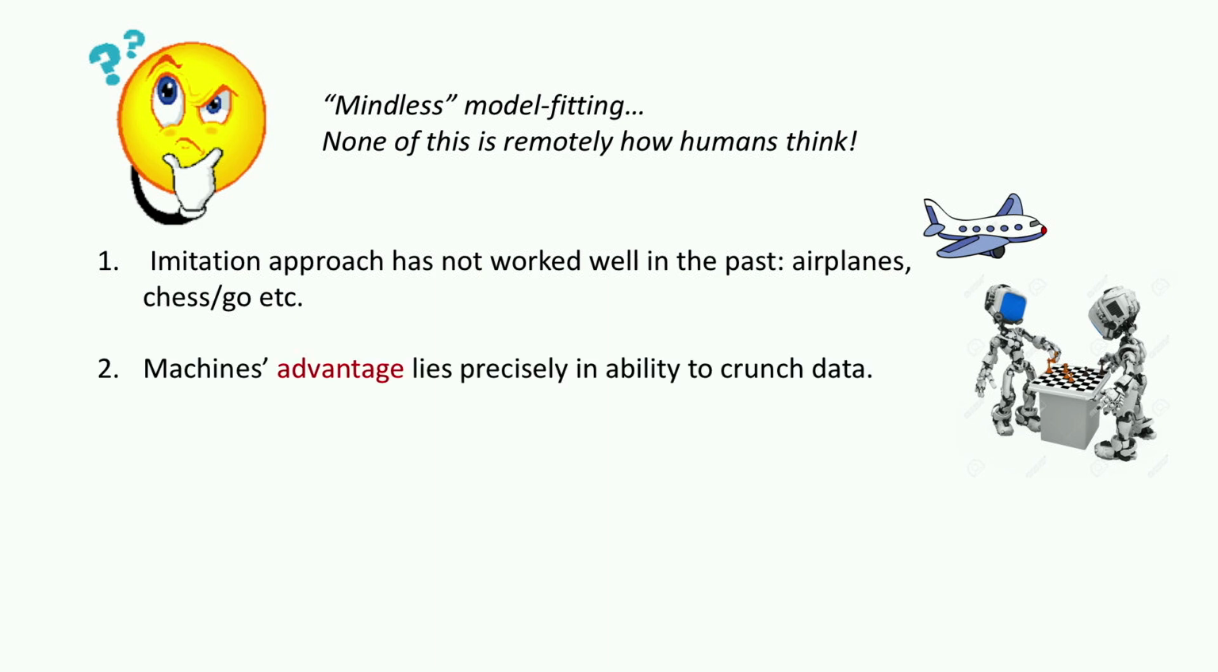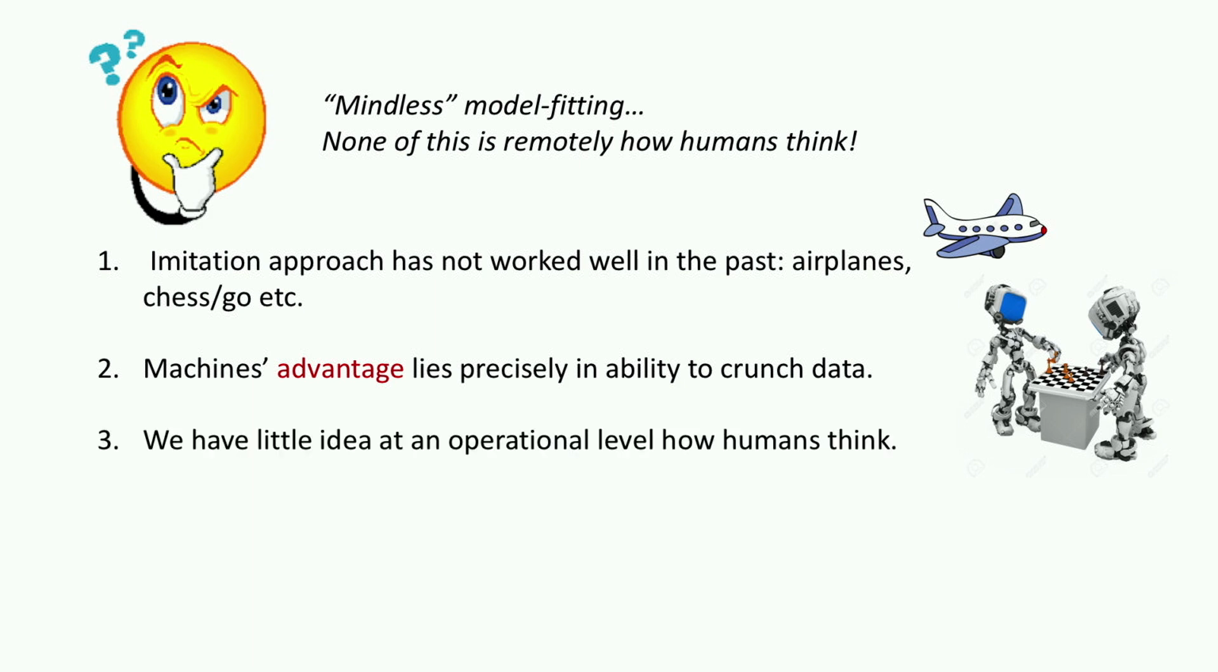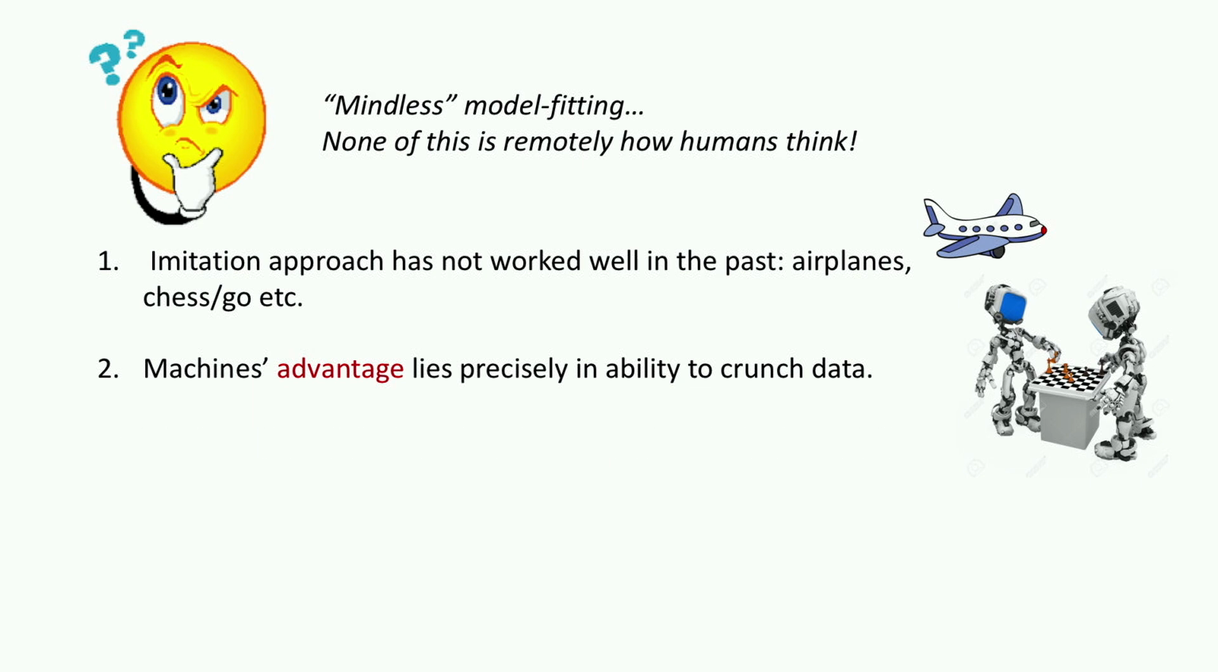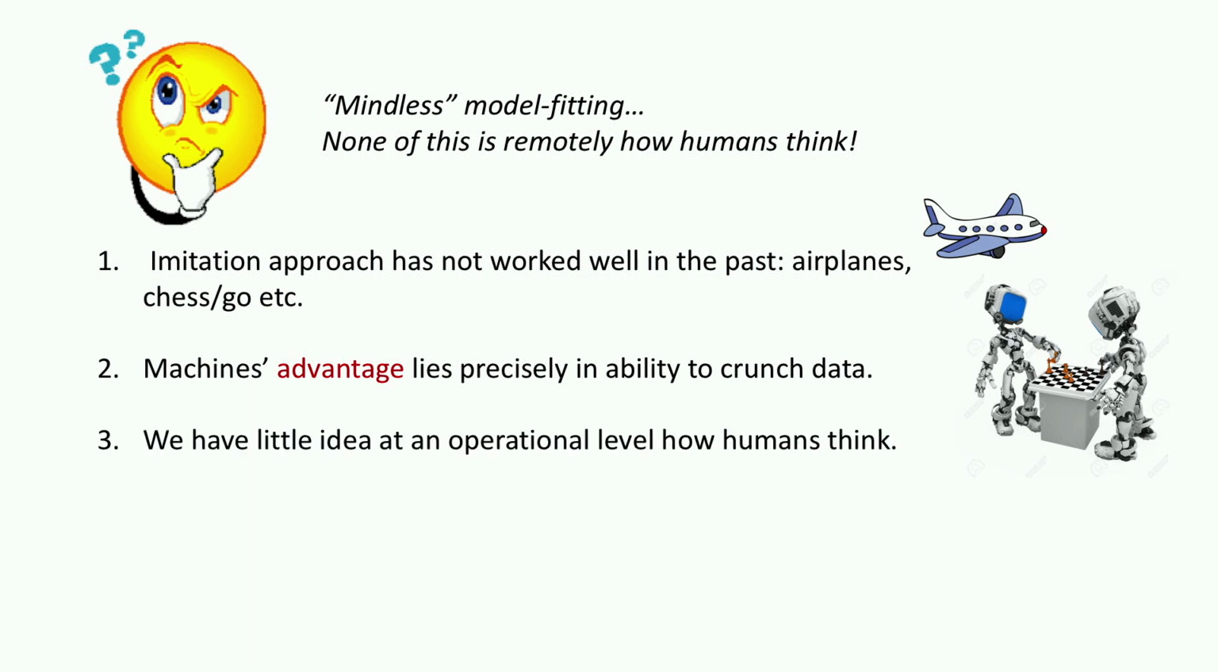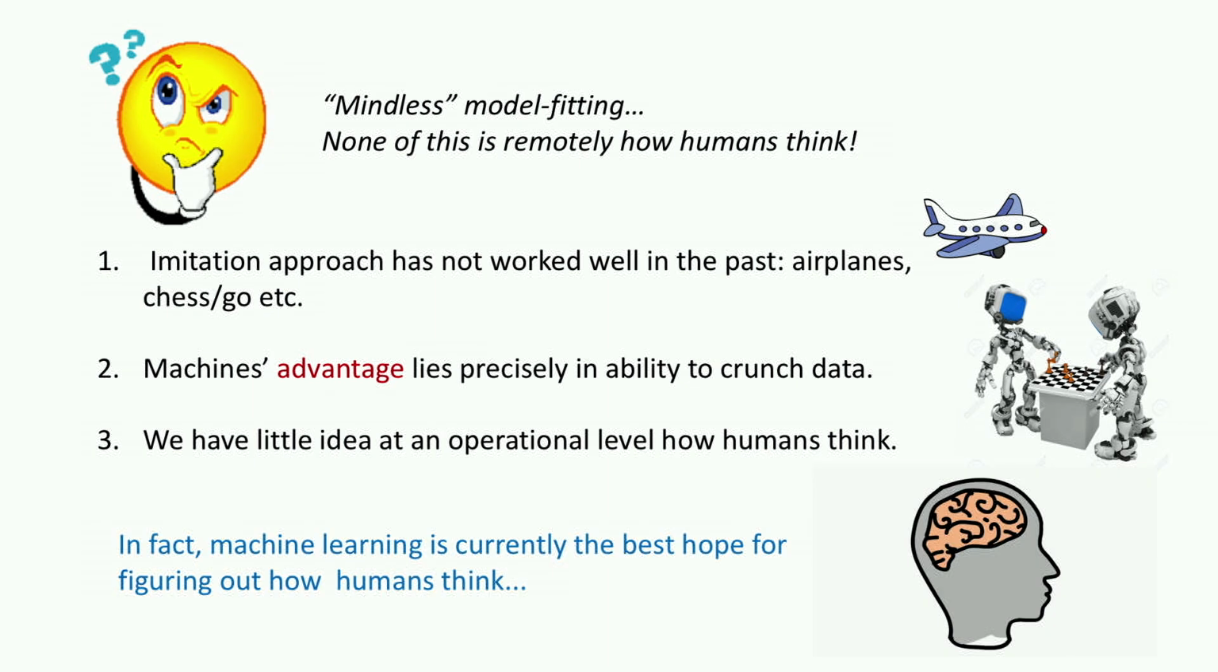In fact, you would argue that the advantage of machines is precisely that they can crunch data, that they can do billions of operations per second, or tens of billions of operations a day. So that's like their jet engine, right? And maybe they'll develop in a very different way, and the kinds of tasks they are good for are very different from what the brain is capable of. And finally, and most seriously, we have very little idea at an operational level how humans think. This is the most serious problem, because we really don't know what's going on inside there.